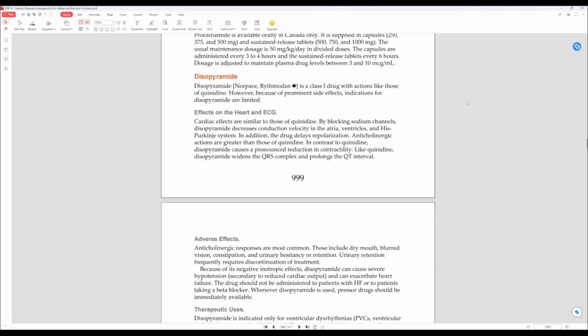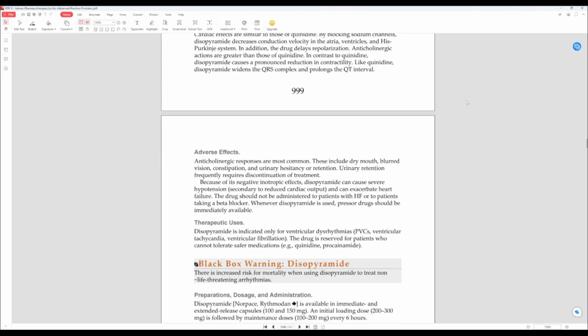Effects on the heart and EKG. Cardiac effects are similar to those of quinidine. By blocking sodium channels, disopyramide decreases conduction velocity in the atria, ventricles, and the His-Purkinje system. In addition, the drug delays repolarization, and anticholinergic actions are greater than those of quinidine. In contrast to quinidine, however, disopyramide causes a pronounced reduction in contractility. Like quinidine, disopyramide widens QRS complexes and prolongs the QT interval.